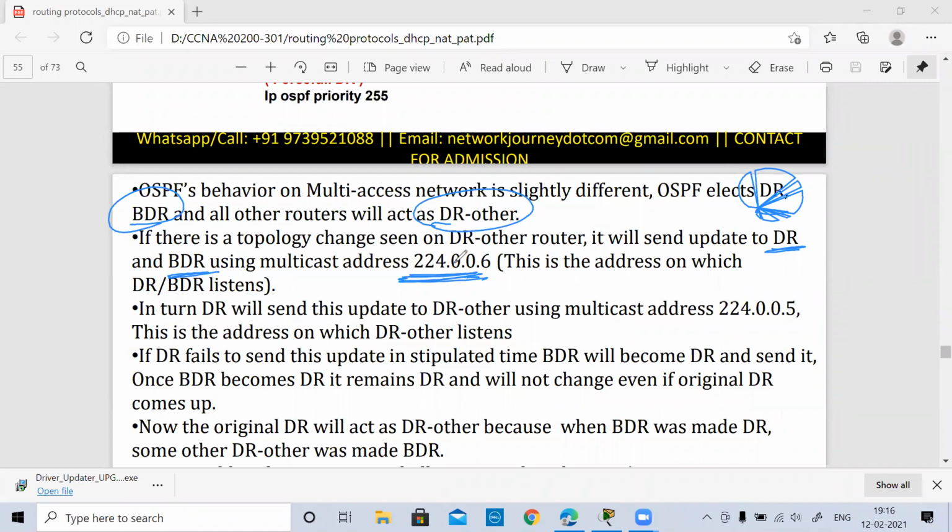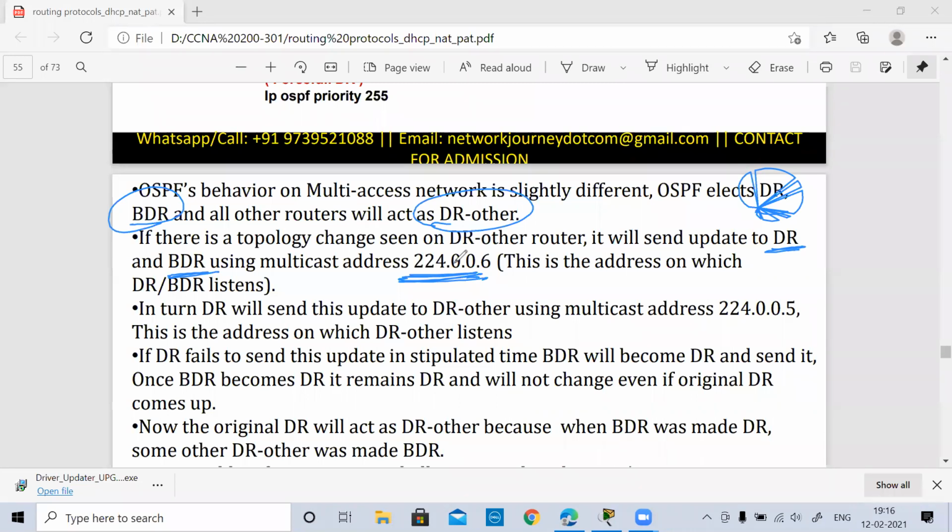Now why do you have the BDR? Just because you want to have a backup, because in case the DR fails, as we have always talked about redundancy in our network, we always create redundancy, so that even if one goes down, the other should come up. So that's why we have DR and BDR. Okay, now how is the DR elected and how is the BDR elected? We'll understand this in a short time.